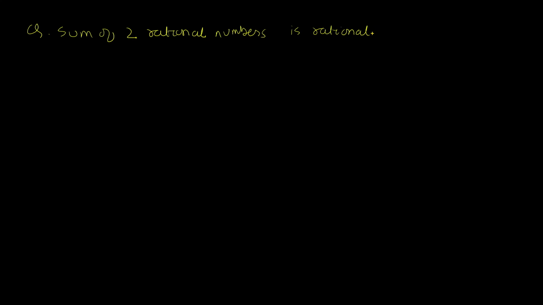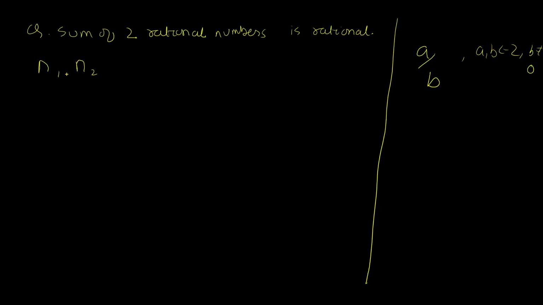So we need to prove that the sum of two rational numbers is rational. So we can just attempt a direct proof. We know that a rational number is any number that can be expressed as the fraction a by b, where a and b are both integers and b is not equal to 0. So let's say n1 and n2 are my two rational numbers, and I need to prove that their sum is also rational. I'll assume that my first rational number n1 can be represented by the fraction a1 by b1, and similarly the second number n2 to be a2 by b2.